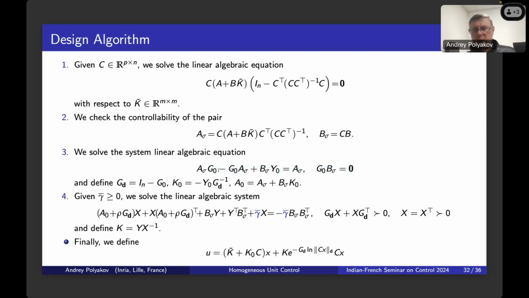Probably I forgot to mention, but the solution of this algebraic equation is the solution with respect to parameters G0, Y0, and Y0 gives us K0 after some multiplication, but G0 gives us a dilation utilized for the definition of the canonical homogeneous norm and the control, etc. And the final step, we solve again some linear system to find the appropriate gain and define the control. All this is realized in the toolbox in MATLAB. You can download and play with it just for the design, how to find these parameters and next implement the control.